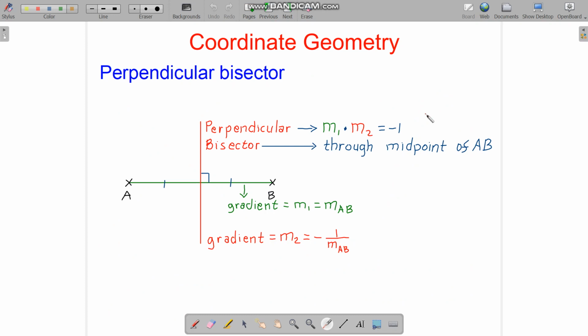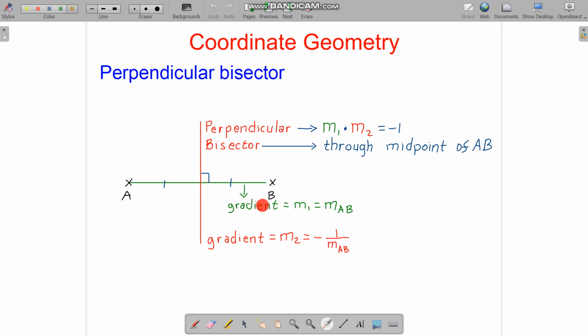Perpendicular bisector. Perpendicular means m1 times m2 equals minus 1, and bisector means bisecting or dividing into two equal segments. So if it's a bisector, then the line passes through the midpoint. So we have point A and B. This is the perpendicular bisector. The red line is the perpendicular bisector. The green line is the line segment AB.